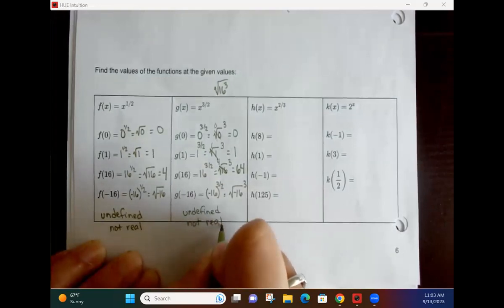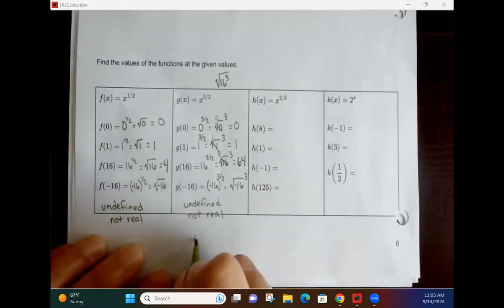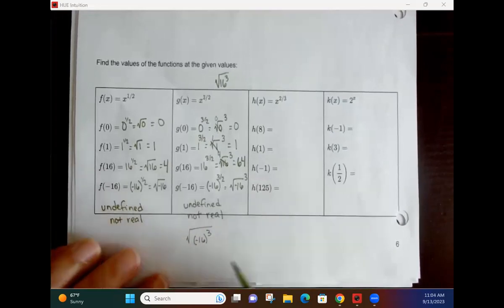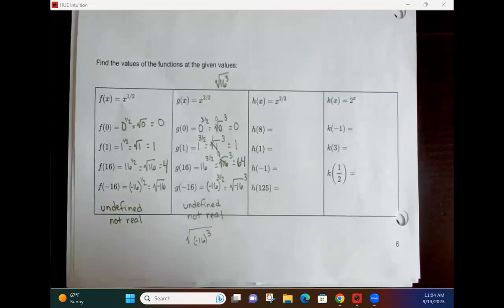Even if I switched the order on this and did negative 16 cubed to start and then did the square root, when I cube a negative number, I'm still going to get something negative out of that. So I still wouldn't be able to find the square root. It would still be something not real.